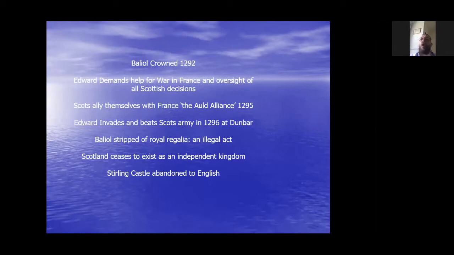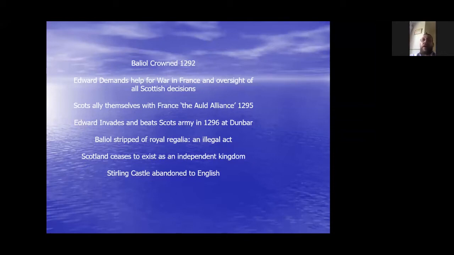So Balliol is crowned, and almost immediately his decisions are being undermined by Edward. Edward basically sets himself up in court and questions and undermines John's decisions. In effect, what he's trying to do is win over the Scottish nobility to his side. Things reach a head. Edward demands support for his wars in France. We refuse. We side with the French. The start of the Old Alliance.